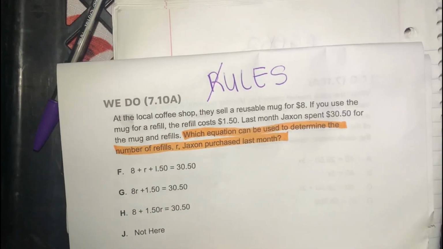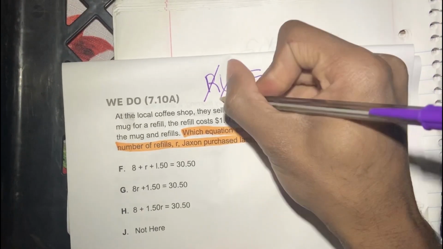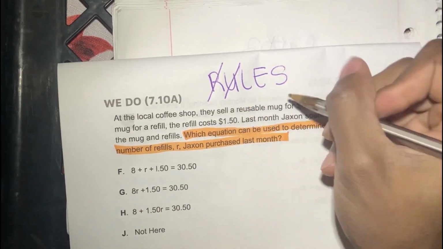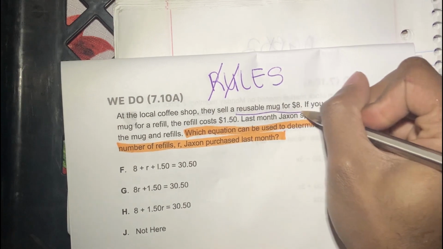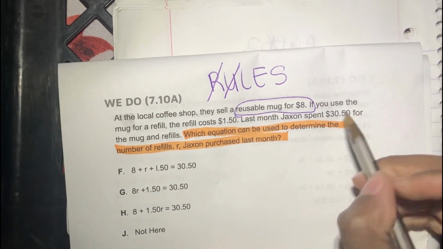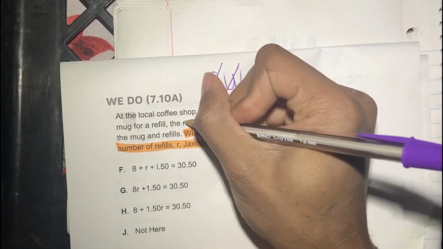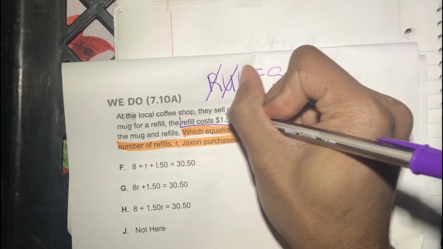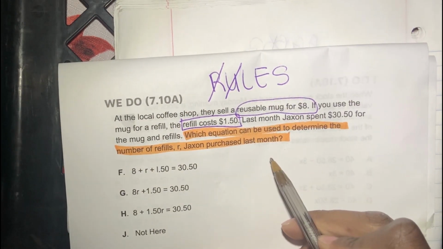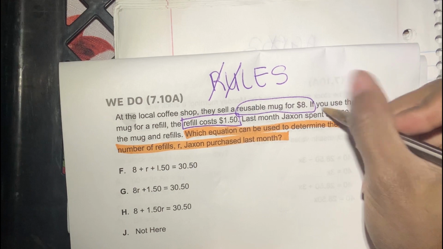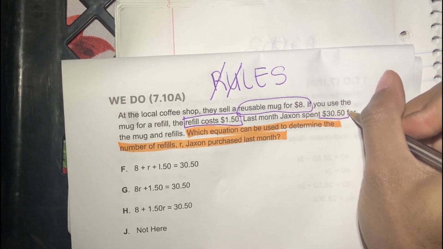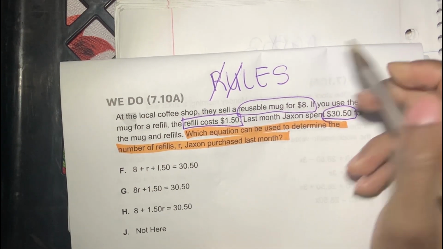So it won't be G. Let's look at H. $8 plus $1.50 times R is equal to 30.50. That's exactly what we have right here. The correct answer is H. It won't be J because the answer is here. We evaluated, we set up, and we solved the correct answer. We eliminated the wrong answers. The correct answer, ladies and gentlemen, is H.